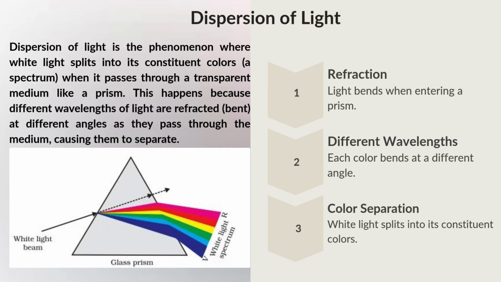Next topic is dispersion of light. Dispersion of light is the phenomenon where white light splits into its constituent colors when it passes through a transparent medium like a prism. This happens because different wavelengths of light are refracted at different angles as they pass through the medium, causing them to separate.